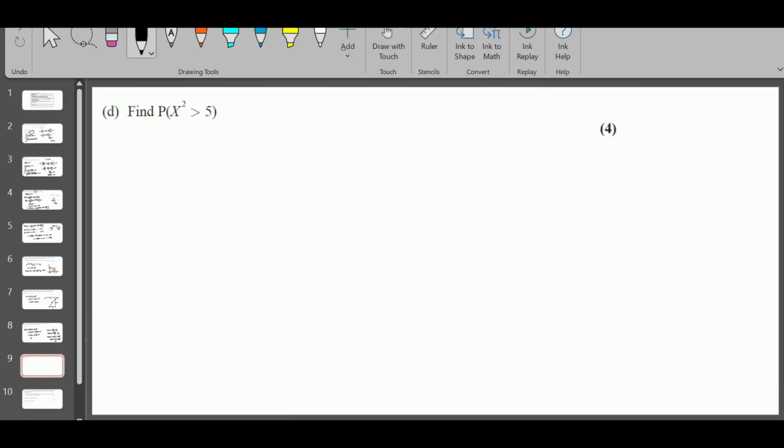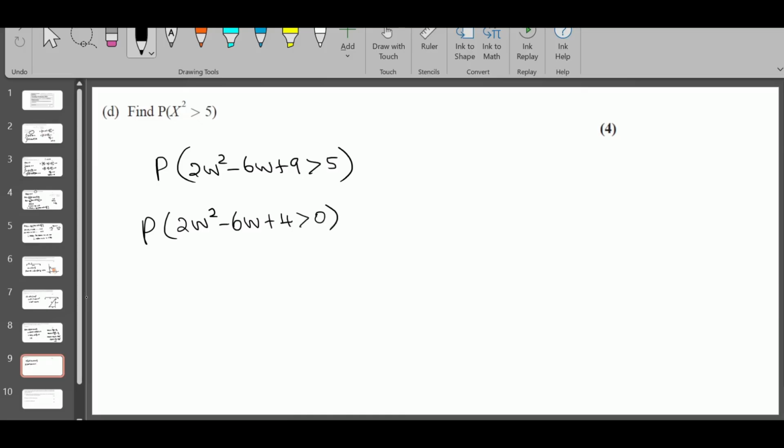The last part, part D, it's a 4-mark question. P of x square is greater than 5. Again, replace x square in terms of W. 2W square minus 6W plus 9 is greater than 5. Take the inequality separately, or first simplify it one more time. 2W square minus 6W, bring the 5 here, plus 4 is greater than 0, which is same as P of W square minus 3W plus 2 is greater than 0, right? Which is a quadratic inequality.